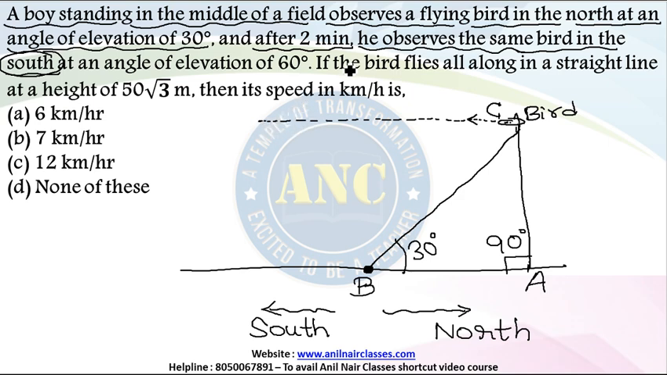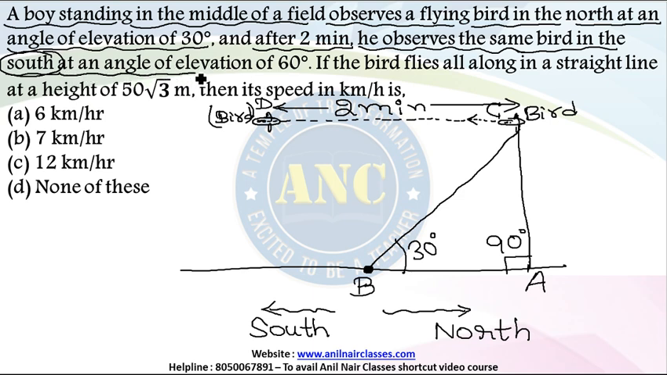And after 2 minutes, he observed the same bird in the south. That means the bird is like this at this point, right? Let me call this point some point D. Now the position of the bird in the south is at this point D, and initially he saw the bird at point C. Now the point D is there. That means the time taken by the bird to travel from C to D is nothing but 2 minutes.